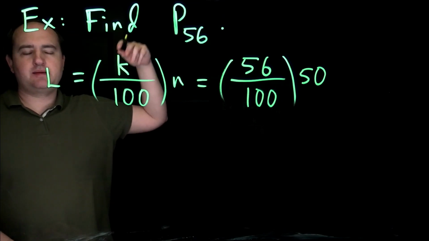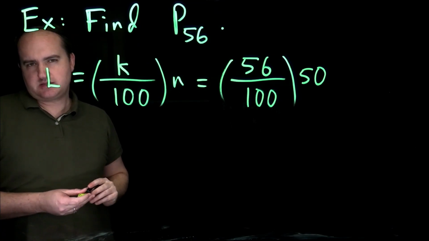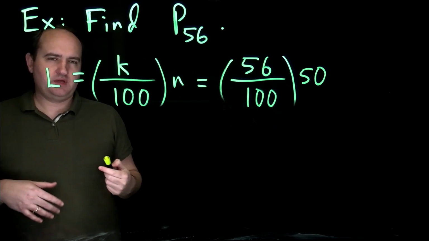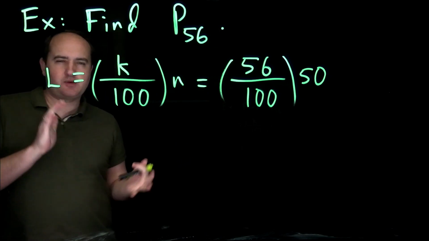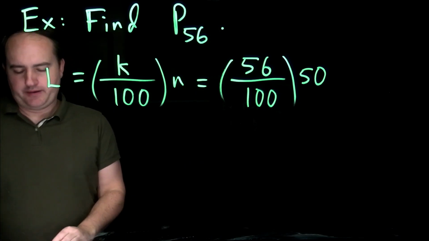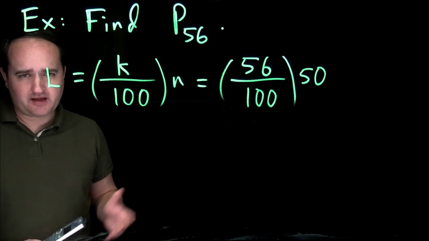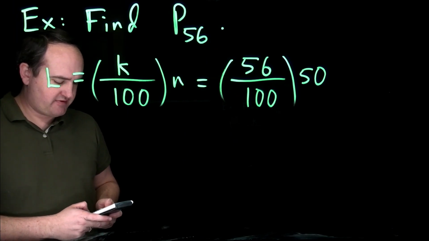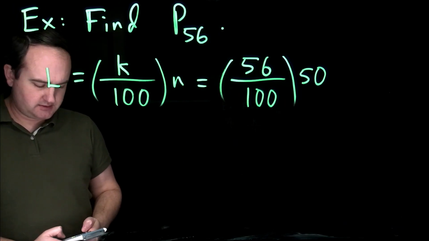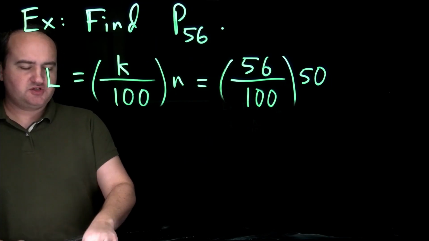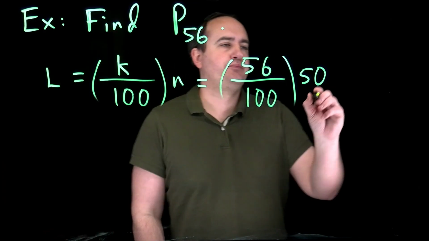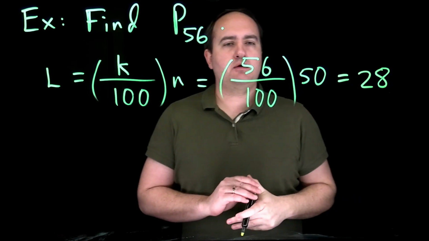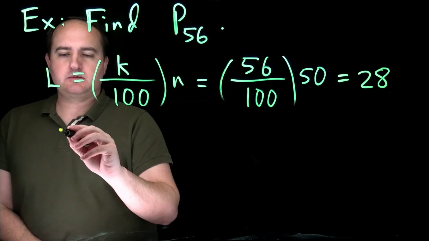Okay, the only reason I'm doing this example is just because it's a little bit more challenging topic than the problems we did last time, so I wanted to give you two examples of finding a data value from a percentile. So using our calculator here, 56 divided by 100 is 0.56 times 50 should give us 28. Okay, so here we get a locator, L, of 28.